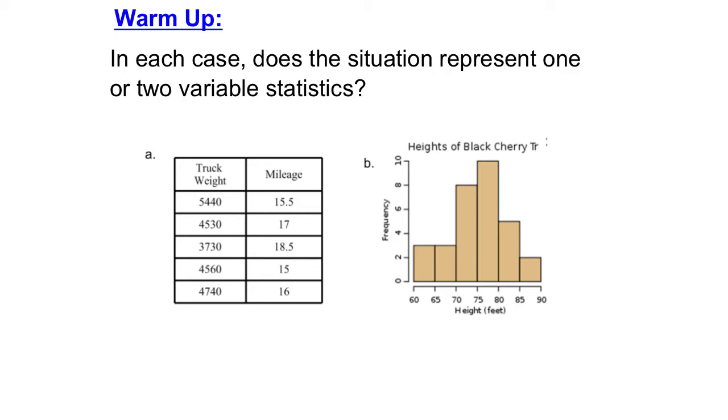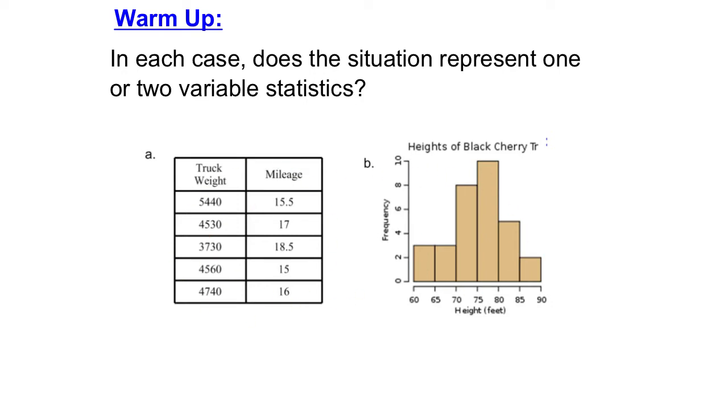Before moving on to the next lesson, please try this warm-up question. In each case, does the situation represent one or two variable statistics? So here's the first situation. We have truck weight and mileage. In the second situation, we have heights of black cherry trees, frequency, and the different heights. So for each of these, is it one variable or two variables?